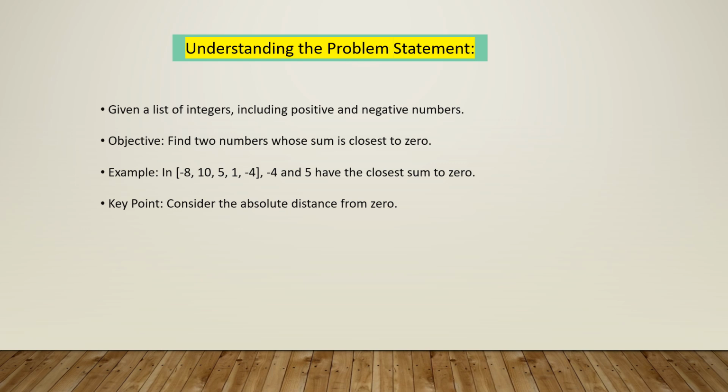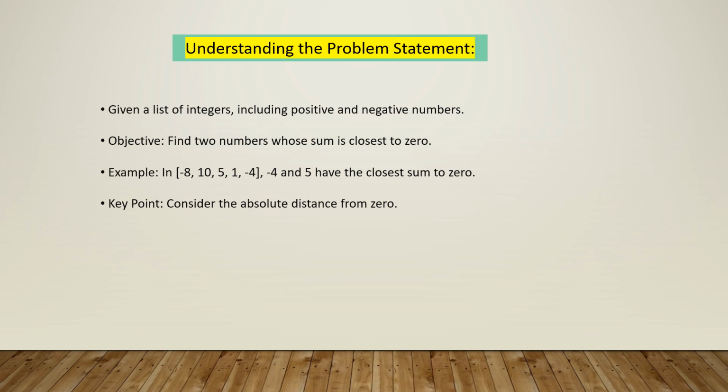Understanding the problem statement. Given a list of integers including positive and negative numbers. Objective: find two numbers whose sum is closest to 0. Example: in a list -8, 10, 5, 1, -4, the numbers -4 and 5 have the closest sum to 0. Key points: consider the absolute distance from 0.